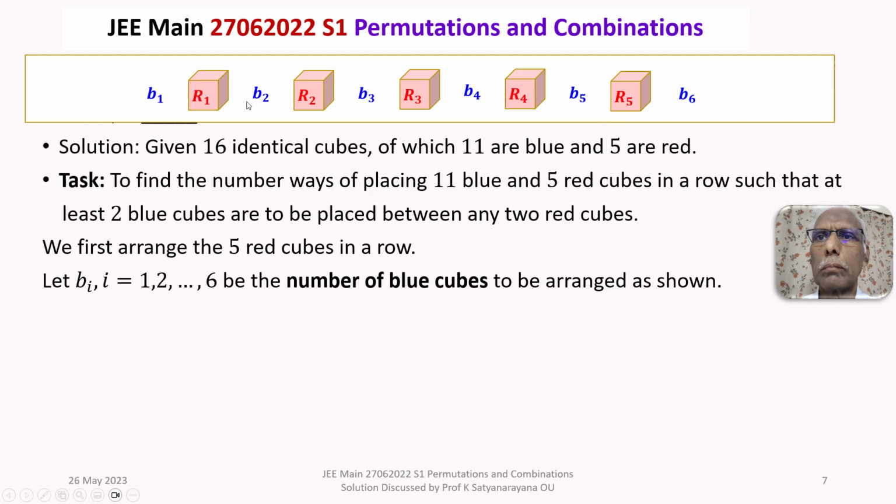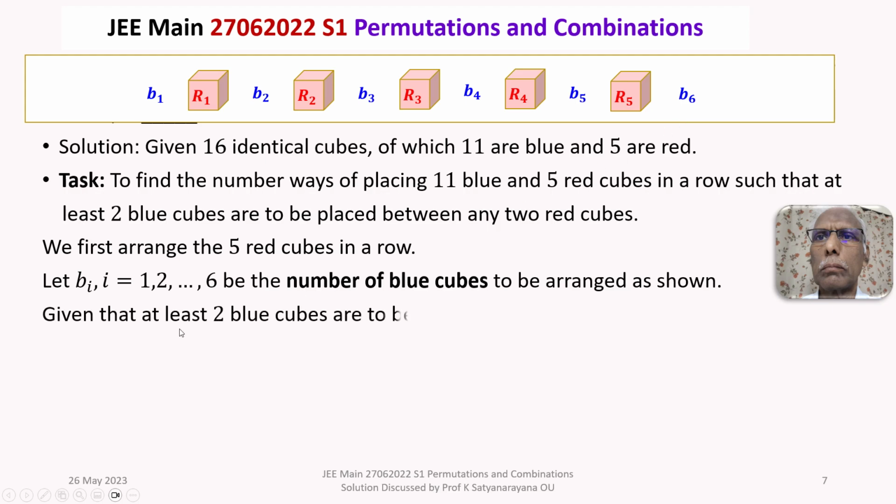We are given a condition on B2, B3, B4, B5 only. That is, between any two red cubes, at least two blue cubes are to be inserted. That means B2 must be greater than or equal to 2, B3 greater than or equal to 2, B4 greater than or equal to 2, B5 greater than or equal to 2. We see B1 and B6. B1 is before R1, B6 is after R5, and no conditions are laid down on B1 and B6. Therefore, B1 is greater than or equal to 0 and B6 is greater than or equal to 0.